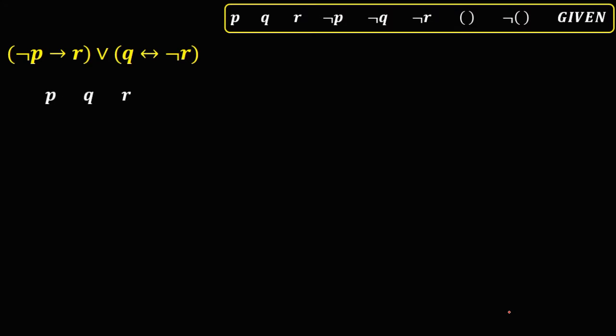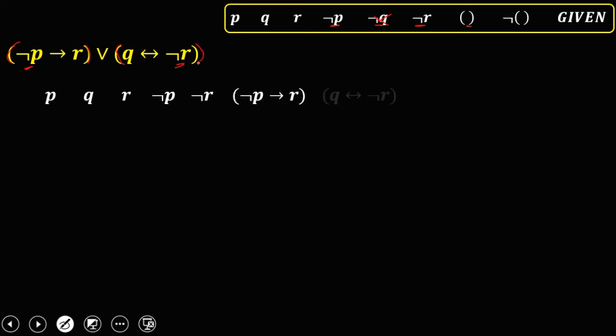R. Then we have this not P. Since there is a not P in the given, you add not P. Not Q: since there is no not Q, there is no need to add this not Q. Then not R: since there is a not R, you add this not R. Then these 2 parentheses. Then the negation of a parenthesis: since there's no negation of a parenthesis, there's no need to add it. And the last column is this given.